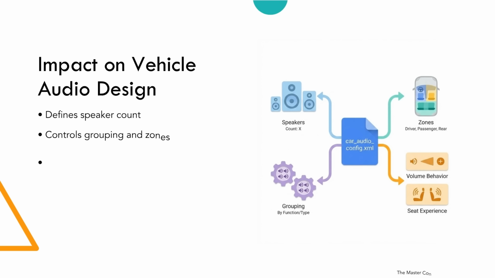When defining a new car platform, this file is used to specify how many speakers exist, how they are grouped, and which zones they belong to. The configuration directly impacts how volume buttons behave and how different seats experience audio.